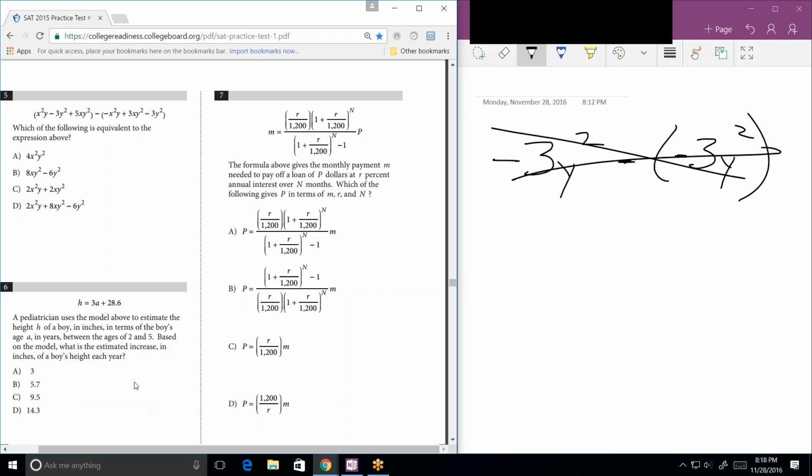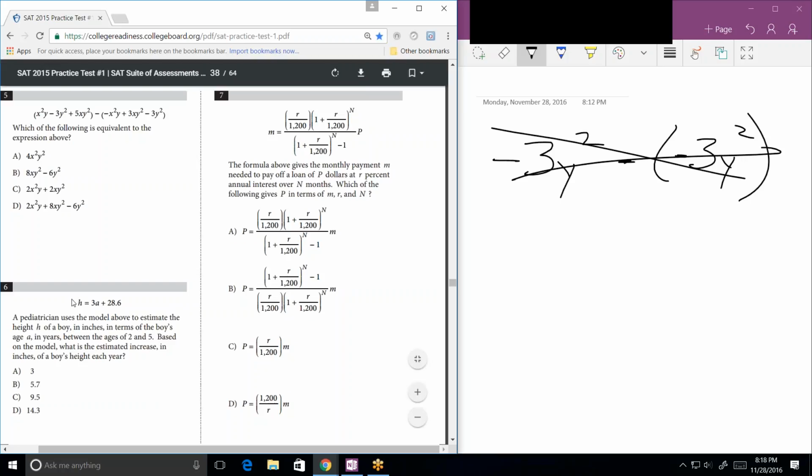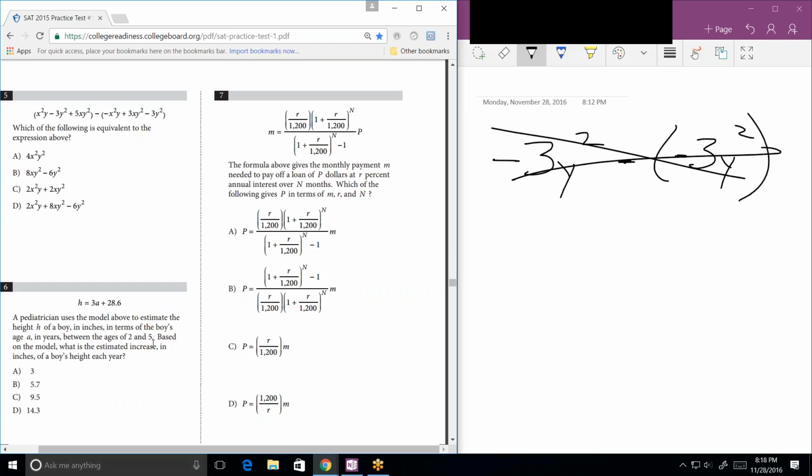Notice what they're saying. The height of anybody is based on their age, based on this formula. In other words, between the ages of 2 and 5, if you're 5, your height's going to be 15 plus 28 inches, 44 inches. So looking at that formula, h equals 3a plus 28.6, what do you suppose the average increase is per year?